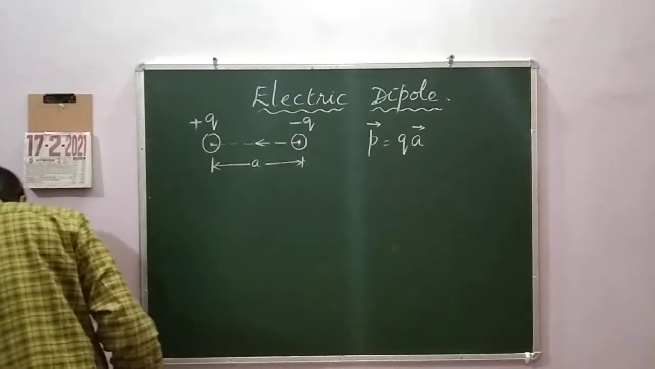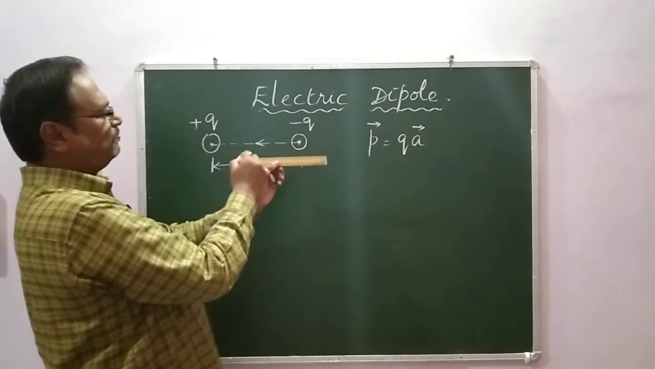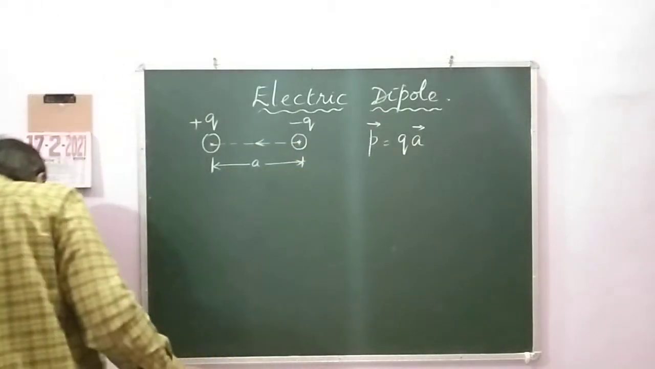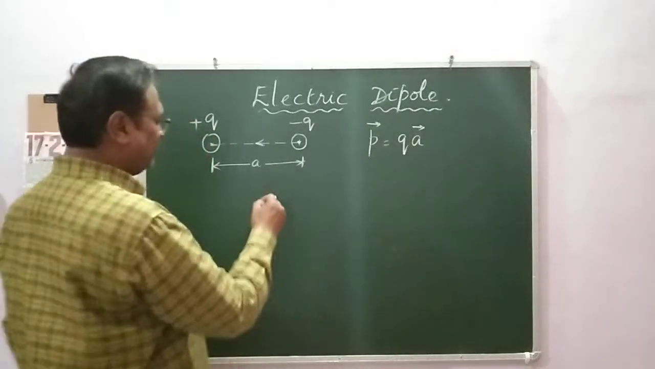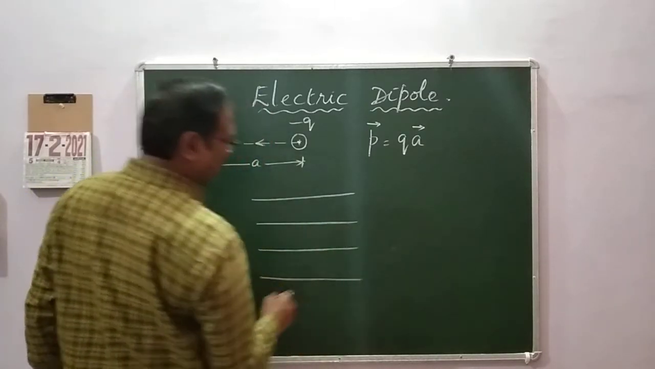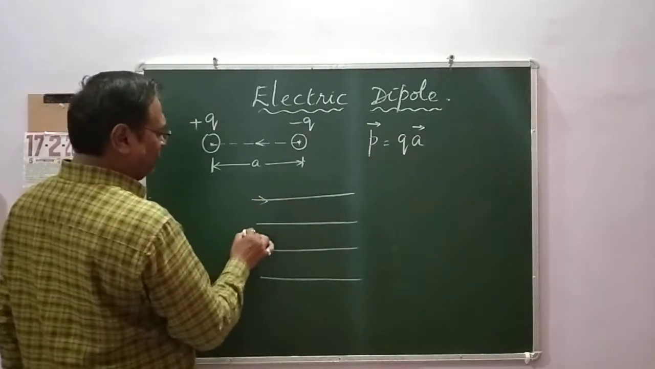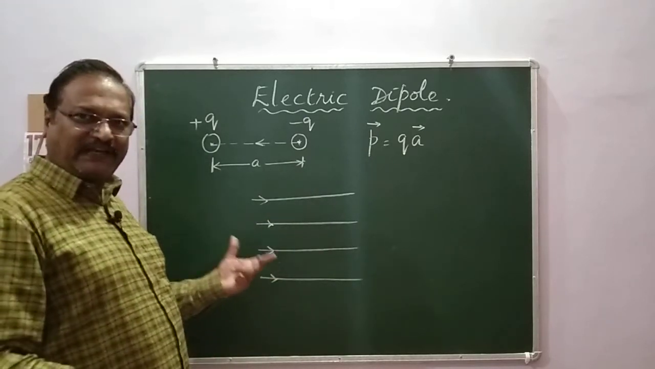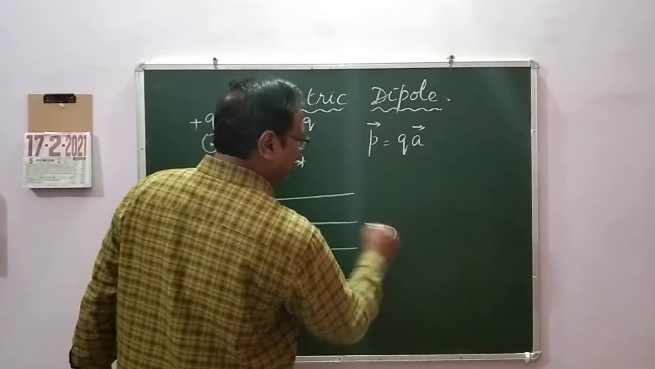So, normally, I am going to place a dipole in an electric field. You can imagine this to be a dipole with the two charges at the two ends of it, plus Q here and minus Q here. And I am going to place this in a uniform electric field. How do you represent a uniform electric field? By drawing parallel lines. These parallel lines represent uniform electric field. We know that electric field lines, or electric lines of force, begin from the positive end and end in the negative end.